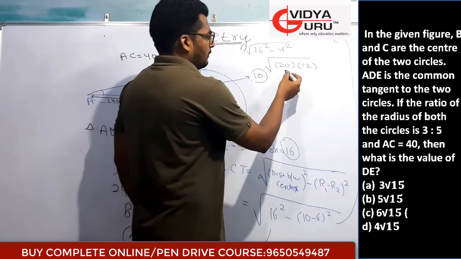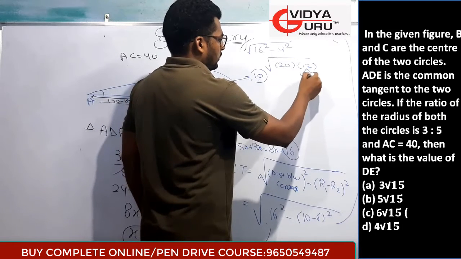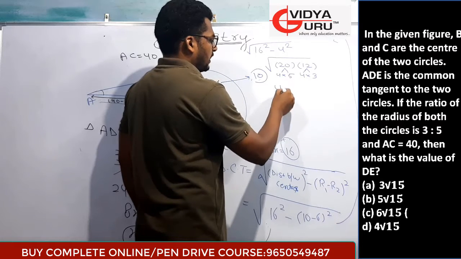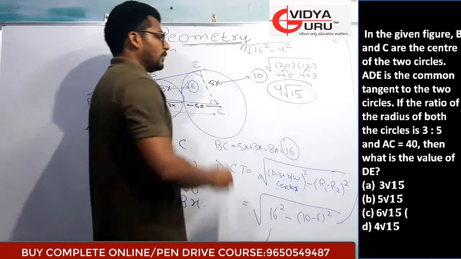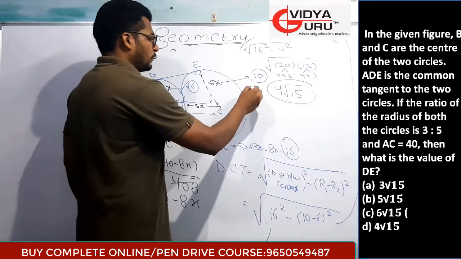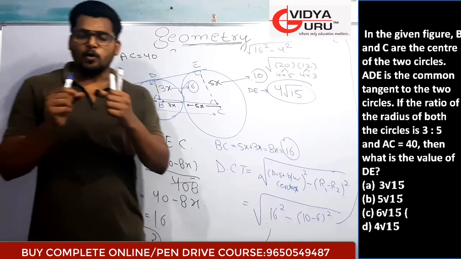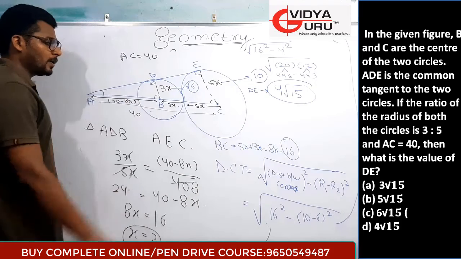Now what will come out of the root? If I break this, 4 3s are 12 and 4 5s are 20. 4 will come out, and what will be left in the root? 15. So 4 root 15 is the value of DE, that is the direct common tangent. Option number D is the correct answer to this question. This was a very interesting and very good question.